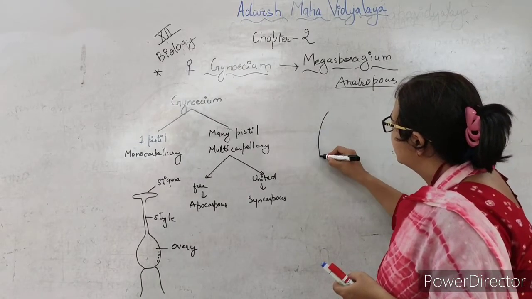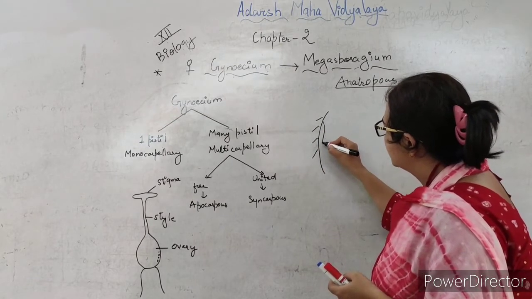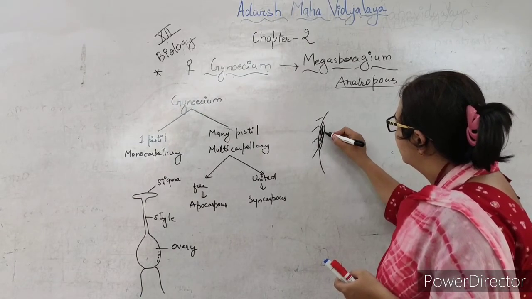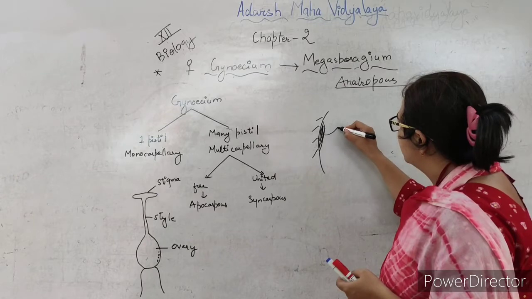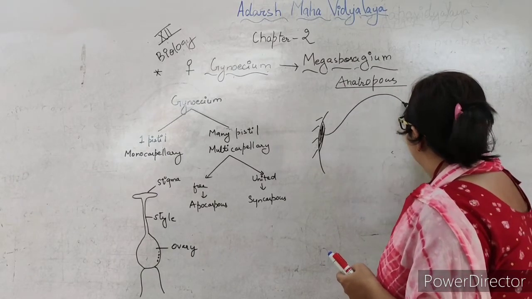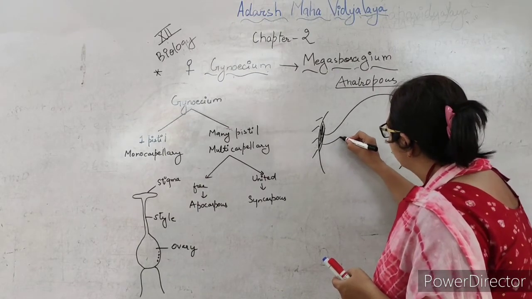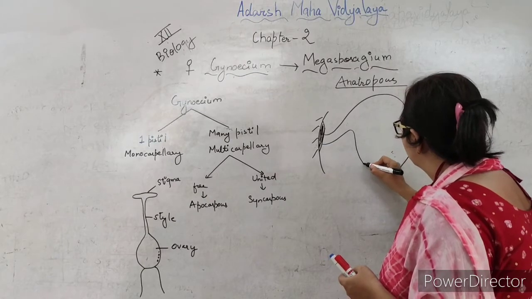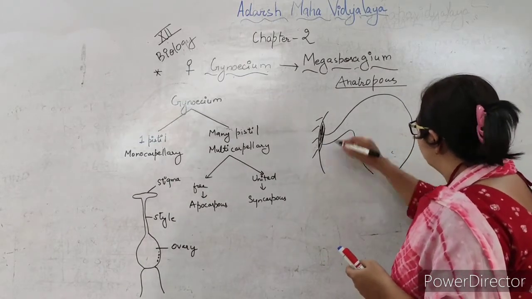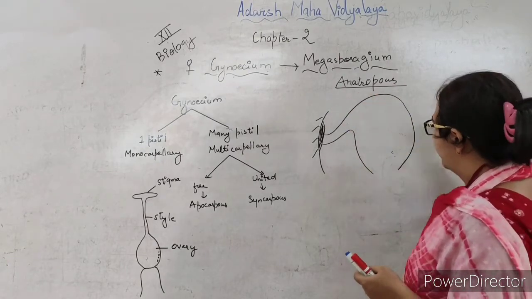This is the ovary wall. This is the structure which is the placenta. Now this will be the stalk which is running. This is the stalk, and this is the body. This is the stalk portion, and this we can call the body.